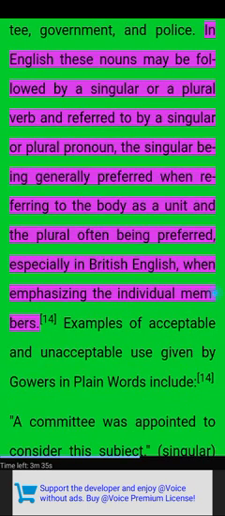In English, these nouns may be followed by a singular or a plural verb and referred to by a singular or plural pronoun, the singular being generally preferred when referring to the body as a unit, and the plural often being preferred, especially in British English, when emphasizing the individual members.